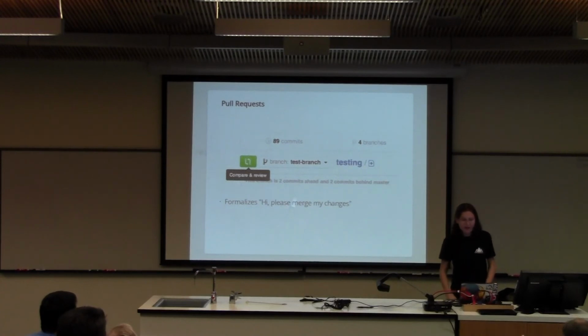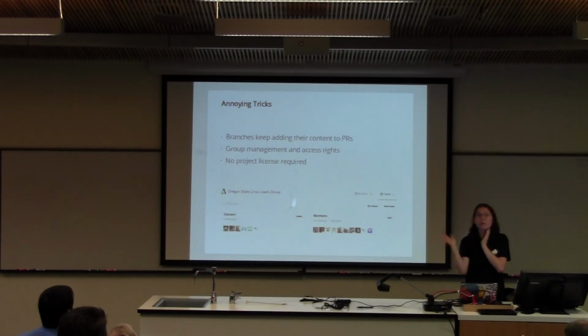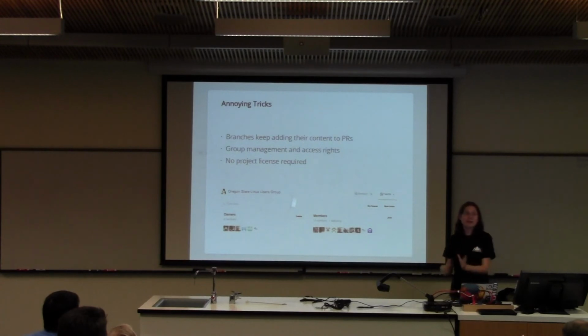Here's why. Couple of tricks to pull requests. If you have a branch that you've made a pull request from and you add more content to that branch, that content will show up in the pull request. This is very nice if you know to expect it. Very annoying if you've made a pull request from your master branch and then you go on to put some unrelated changes.